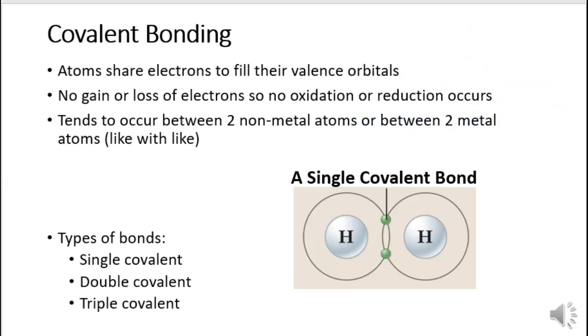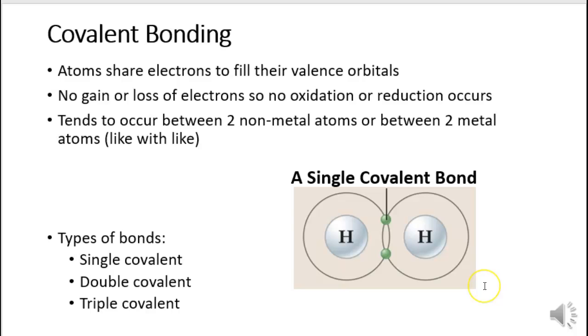The last type of bonding is called covalent bonding, and in this situation, atoms share electrons. Ions are not formed. There is no gain or loss of an electron by an atom, so no oxidation or reduction occurs. It tends to happen between like atoms. For example, two nonmetal atoms may form a covalent bond, or two metal atoms will form a covalent bond. The goal is always to fill the valence orbital.